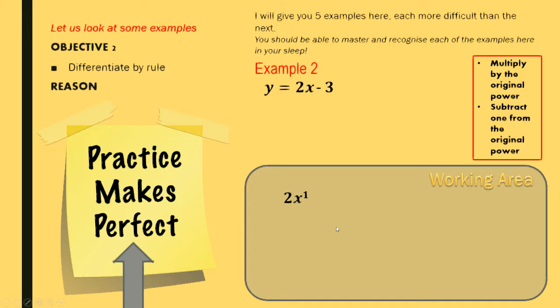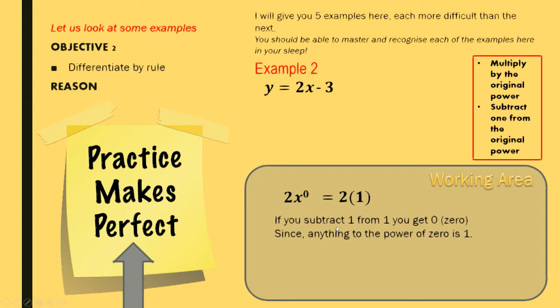Well, 2x is actually 2x to the 1, as we've seen before. And if you subtract 1 from 1, you get 0. So that should become 2x to the 0. And anything to the power of 0 is 1, so that becomes 2 times 1, and 2 times 1 is just 2. So when we differentiate 2x, we get 2.